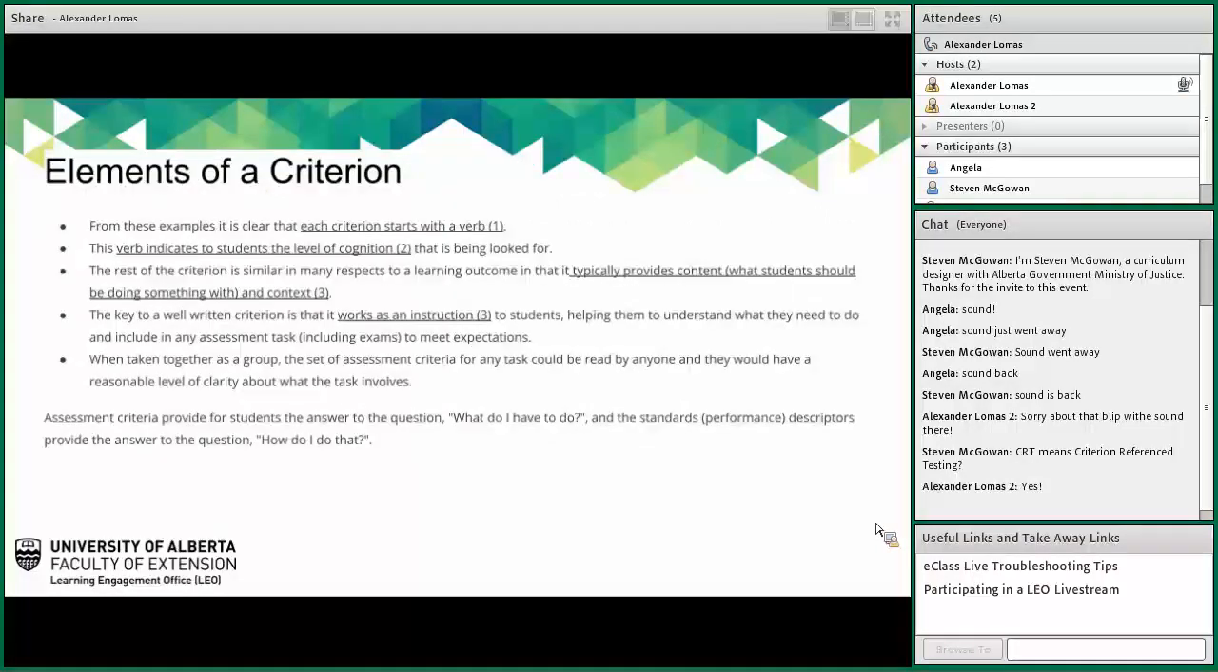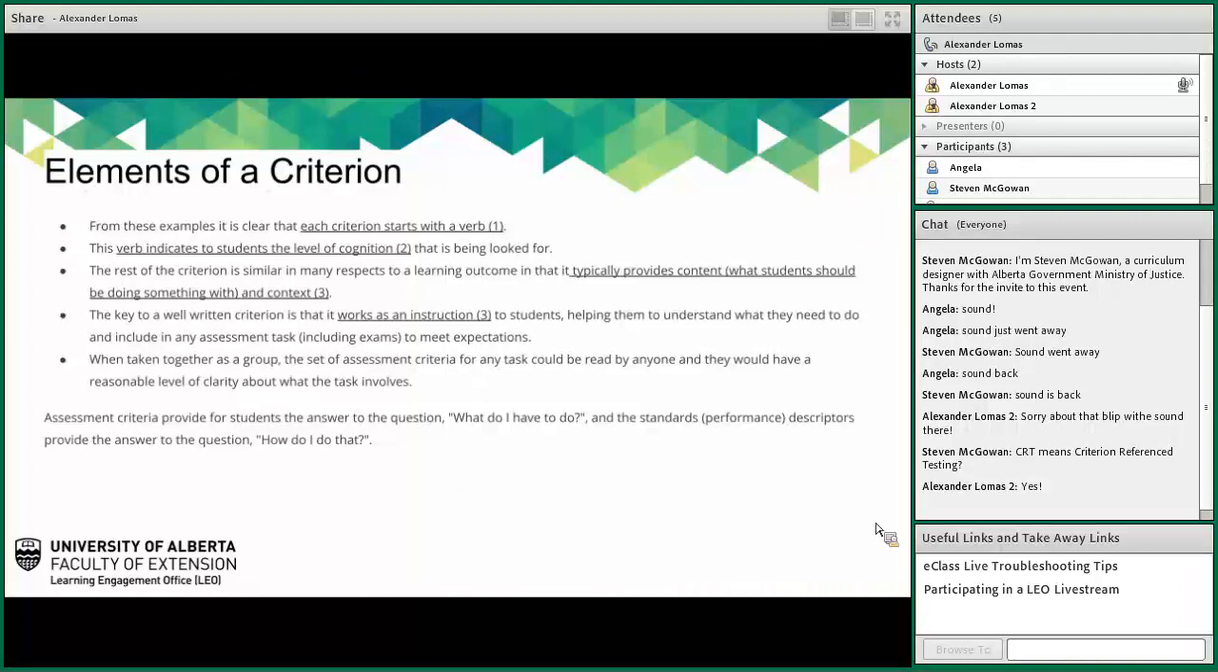So the elements: each criterion starts with a verb. The verb indicates to the students the level of the cognition that you're looking for. Notice I've got little numbers on here. You'll see why in a minute. The rest of the criterion is similar to a learning outcome in that it provides content about what the student should be doing something with and the context in which they should be doing it. So you can use your learning outcomes as ways to think about how you might craft your criterion.